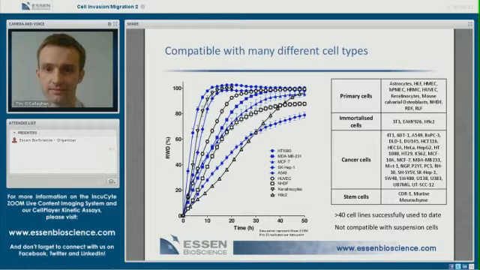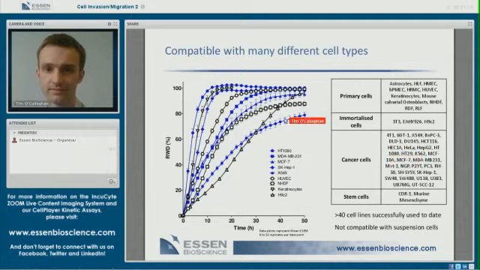The assay is compatible with many different cell types, ranging from primary cells to immortalized cells, cancer cells, and stem cells, and it has been shown to be compatible with over 40 different cell lines, and this is from data generated in-house and from external labs that have published data using this assay. Just about the only cell type that is not compatible with this assay are suspension cells and non-adherent cells.